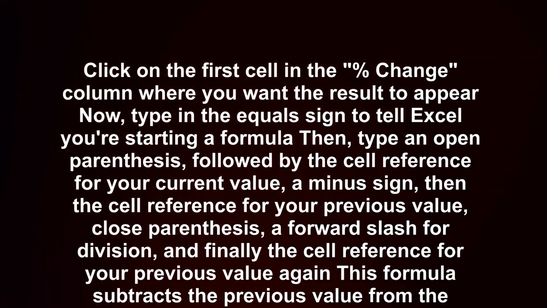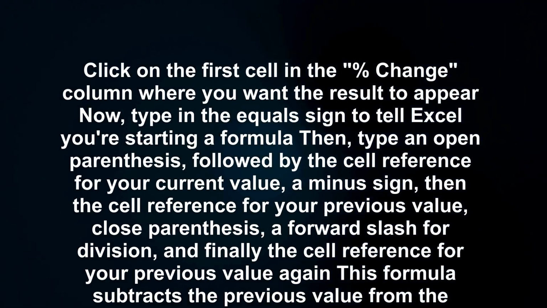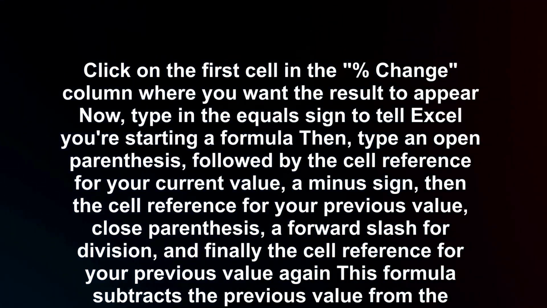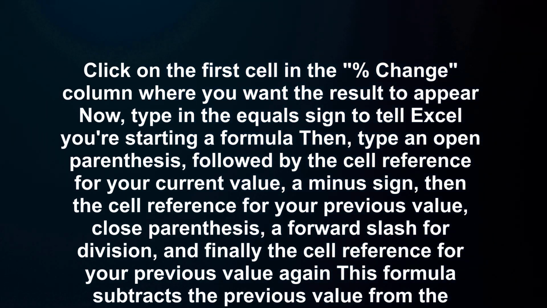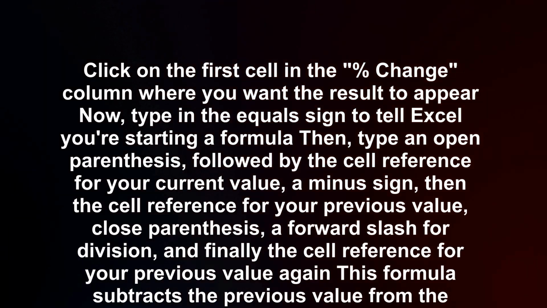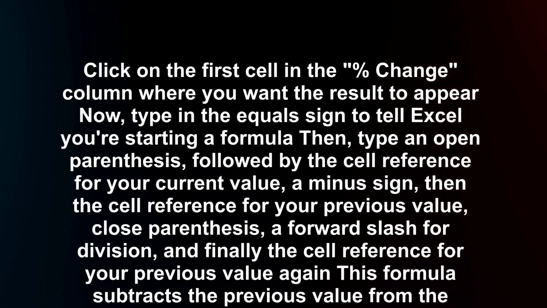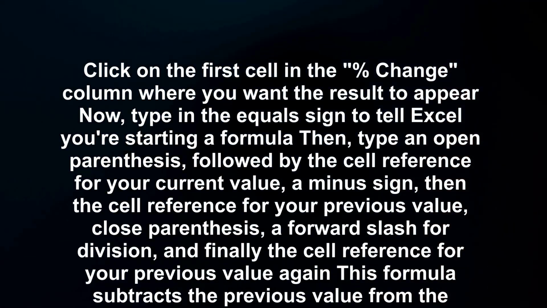Type in the equals sign to tell Excel you're starting a formula, then type in open parenthesis, followed by the cell reference for your current value, a minus sign, then the cell reference for your previous value, close parenthesis, a forward slash for division, and finally the cell reference for your previous value. Again, this formula subtracts the previous value from the current value and divides the result by the previous value.